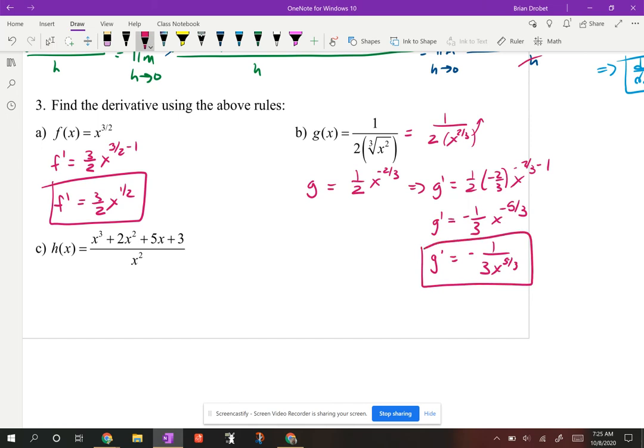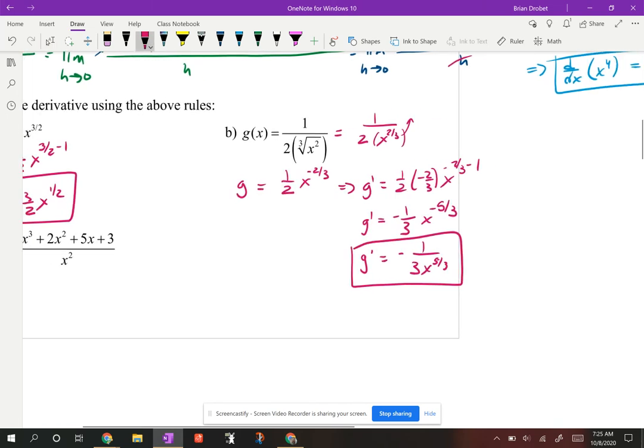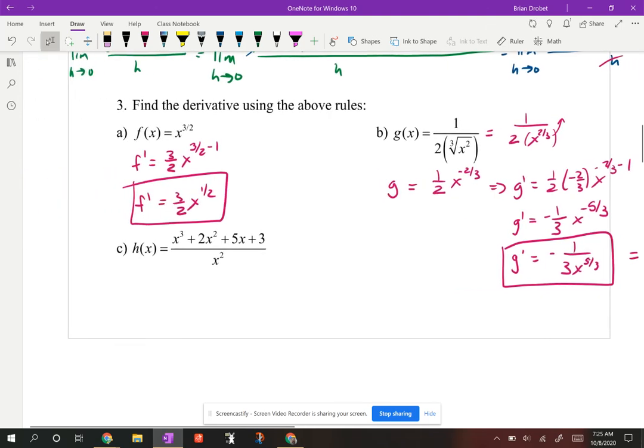Now, you don't have to go back into radical form, but just in case you wanted to, this is also the same as -1 over x to the 5/3, which is the cube root of x to the 5th. So that would also be a valid answer. So when you see something like this, the first thing you're going to want to do is rewrite it in this form and then take the derivative.